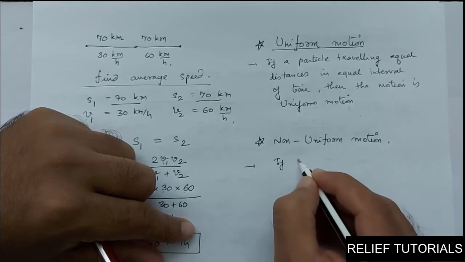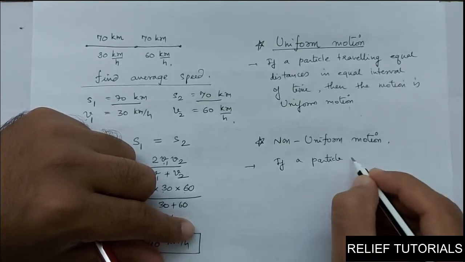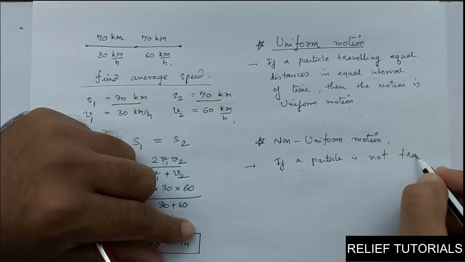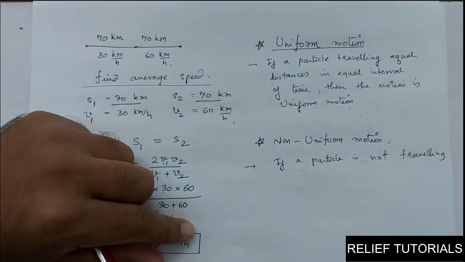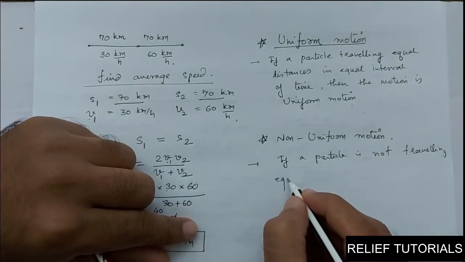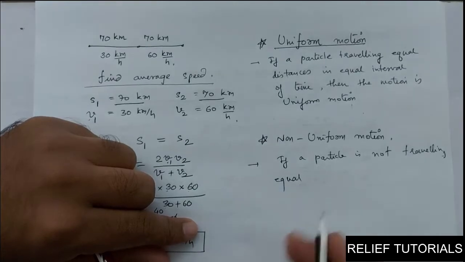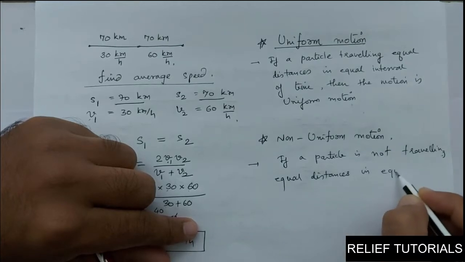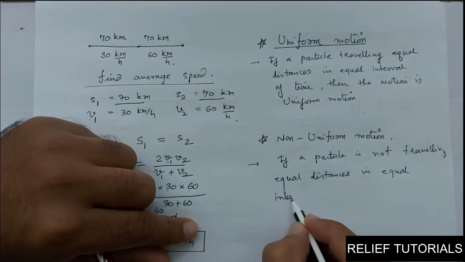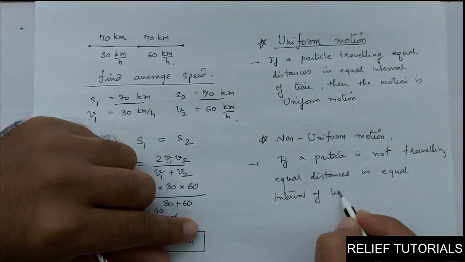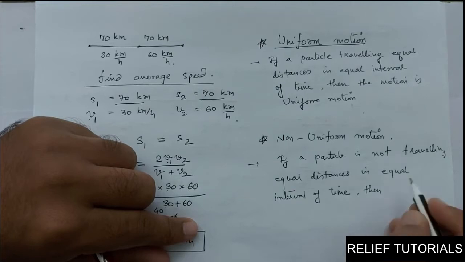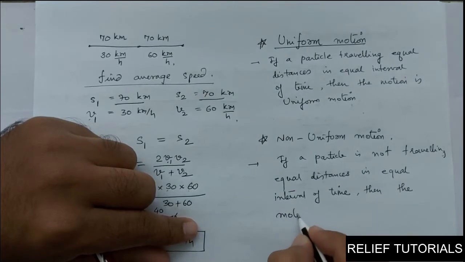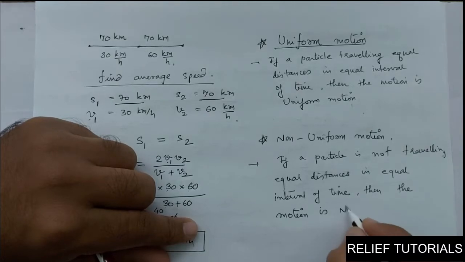And exactly opposite, if a particle is not traveling equal distances in equal intervals of time, then the motion is non-uniform motion.